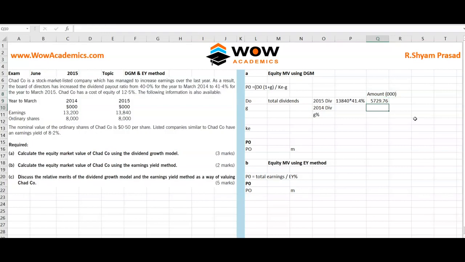So we have got our D0 here, but we do not know our g. g is the growth in dividend, which is the dividend growth from 2014 to 2015. So this is the dividend for 2015. We have to do the same for 2014 and find out the total dividends in 2014. So the number again would be 13,200 into 40%. So that will give us the answer.